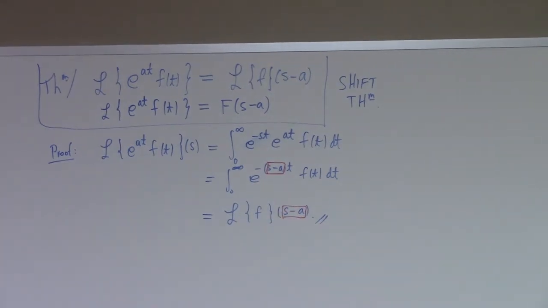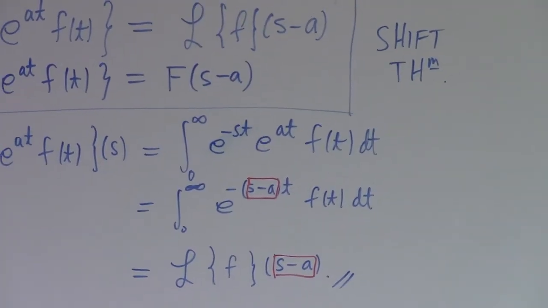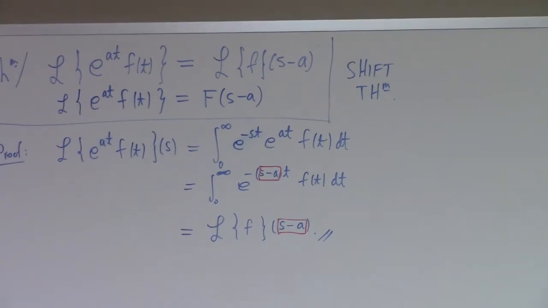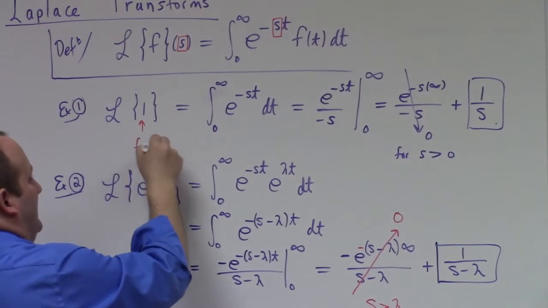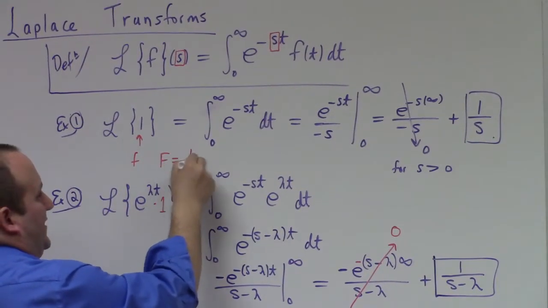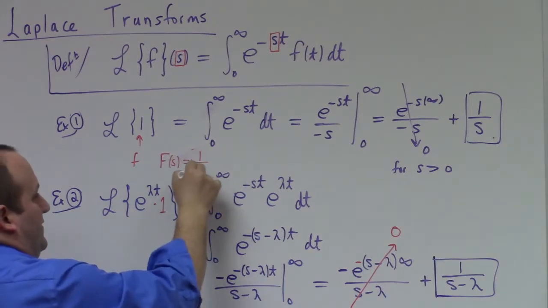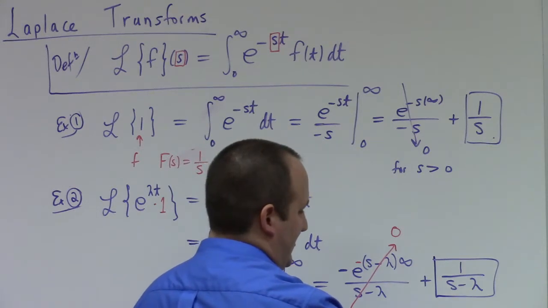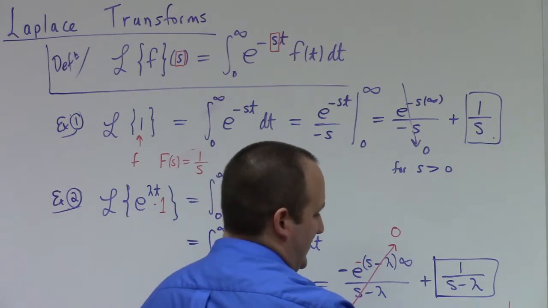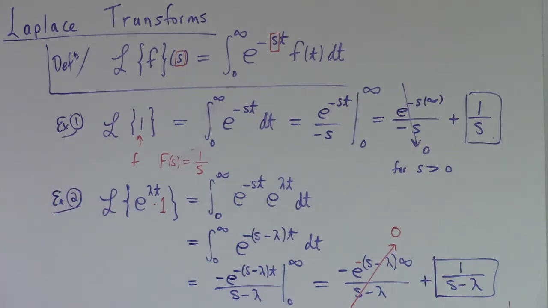It's so simple. And so if you go back to example 1 and example 2, this is e to the lambda t times 1, right? So this says, if this is f, then big F is equal to 1 over s, right? So F of s minus lambda is 1 over s minus lambda, and there you go. So simple, right?